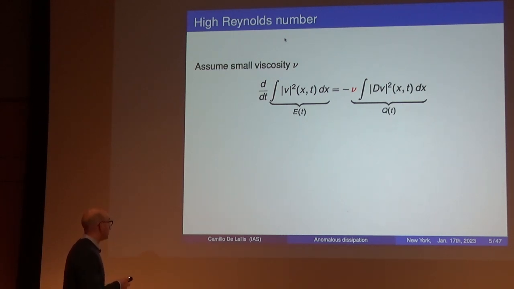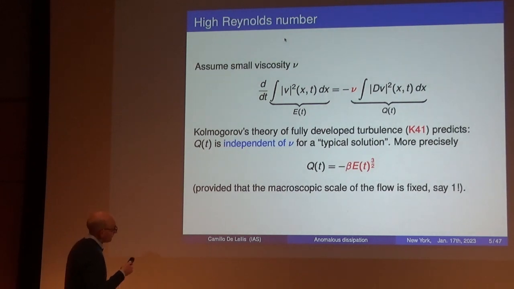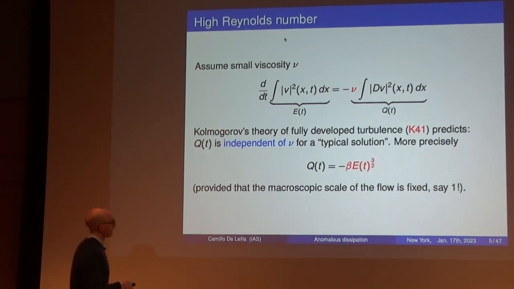This E of t, so your equation is telling us that E prime of t is equal to Q of t. And there's Kolmogorov's theory of fully developed turbulence, usually dubbed K41, which predicts that this right-hand side, Q of t, should be independent of nu for a typical solution. And you even have a scaling that you're supposed to find typically for solutions, that Q of t depends like a certain constant times the 3/2 power of the kinetic energy.